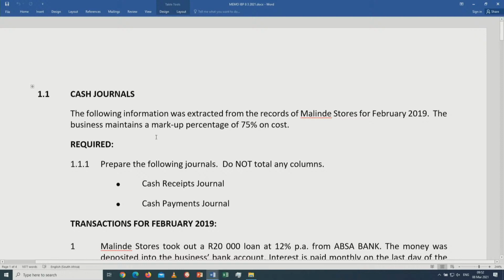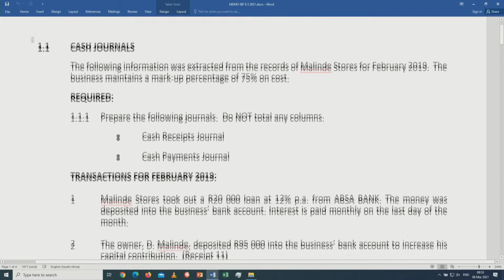You have the following information, which was extracted from the records of Malinde Store for February 2019. The business maintains a markup percentage of 25% on cost. Prepare the following journals and do not total any columns. You have to prepare a cash receipt journal and a cash payment journal.